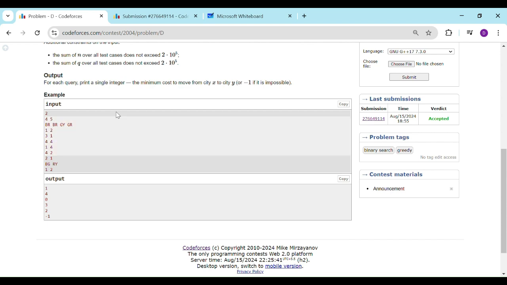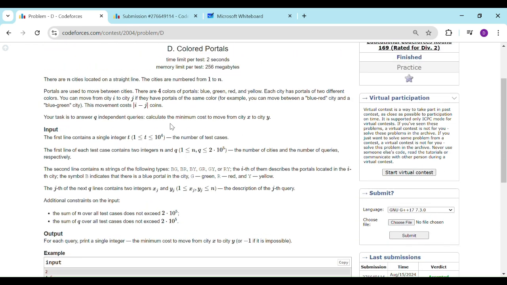Now the first case is very easy. Like if in both the cities there is at least one matching color, then the answer is directly X minus Y. But what if it isn't? Okay, so I will show you how to solve the main case.